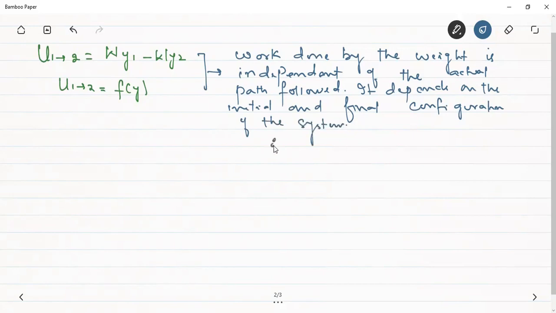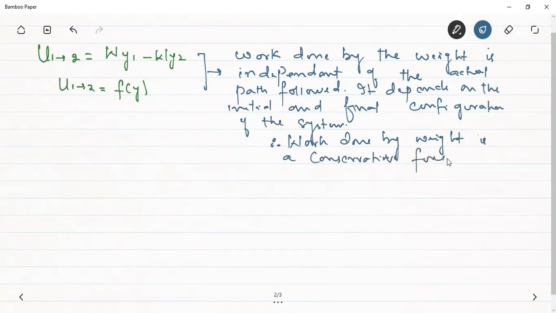Therefore, work done by weight is a conservative force. What does that mean? It means that if there is a force and it does work, and if that work depends only upon the initial and the final positions, then we say that this force is a conservative force.